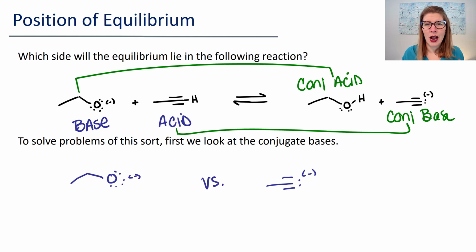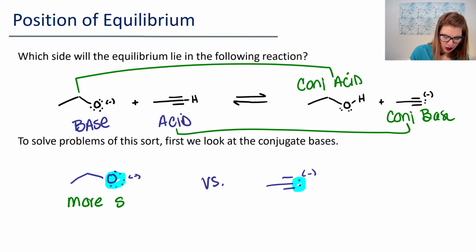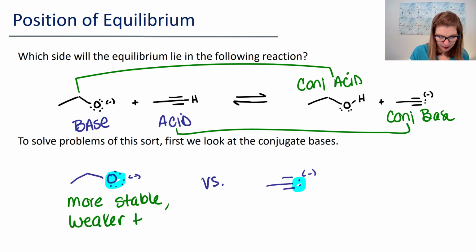We go through the ARIO process. We figure out where the extra electron density is. So here, the extra electron density is on a carbon. Over on the left, the extra electron density is on an oxygen. We look at the periodic table, we say carbon and oxygen are in the same row, so we consider electronegativity. Oxygen is more electronegative than carbon, which makes oxygen better able to stabilize the extra electron density. This then is the more stable of the two bases. Remember that the more stable the base, the weaker the base.